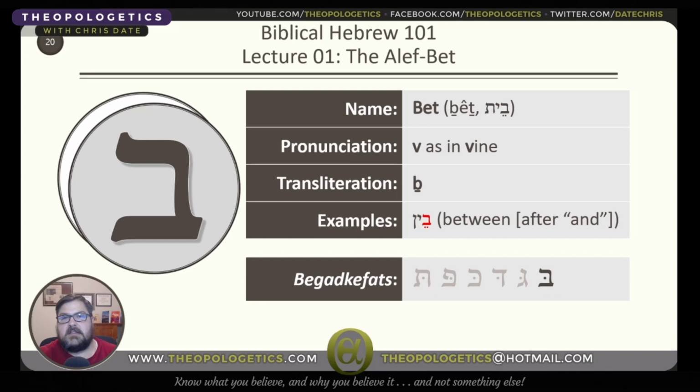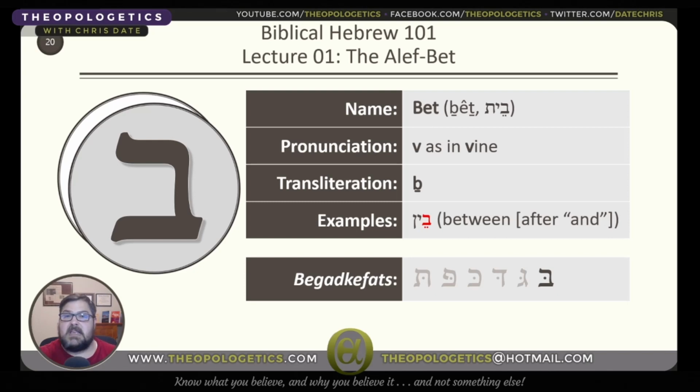This is still the letter bet, although sometimes it is treated as a separate letter from bet called vet. And that is a clue that unlike the way this is pronounced with the dot, without the dot it's pronounced like the letter V in vine. So it's not B as in boy, but V as in vine.